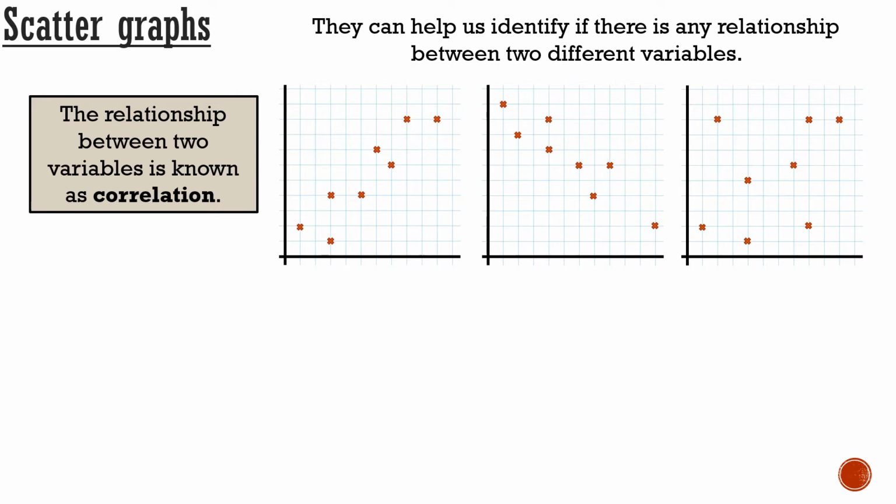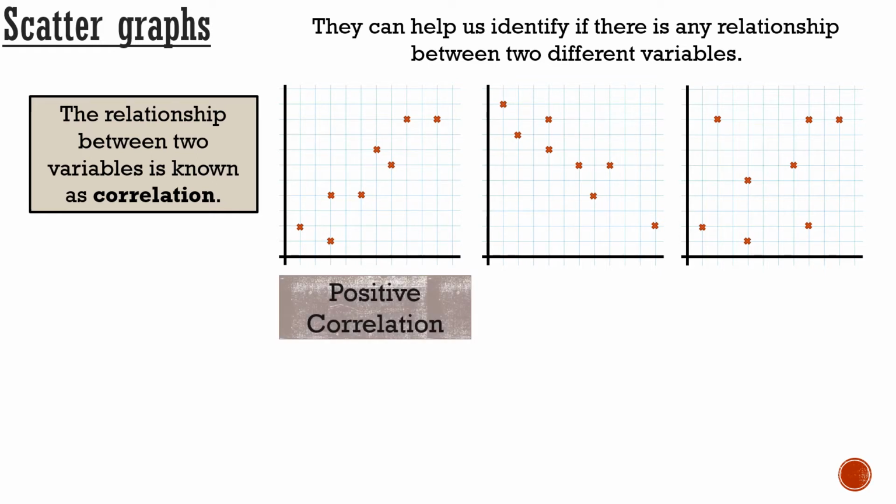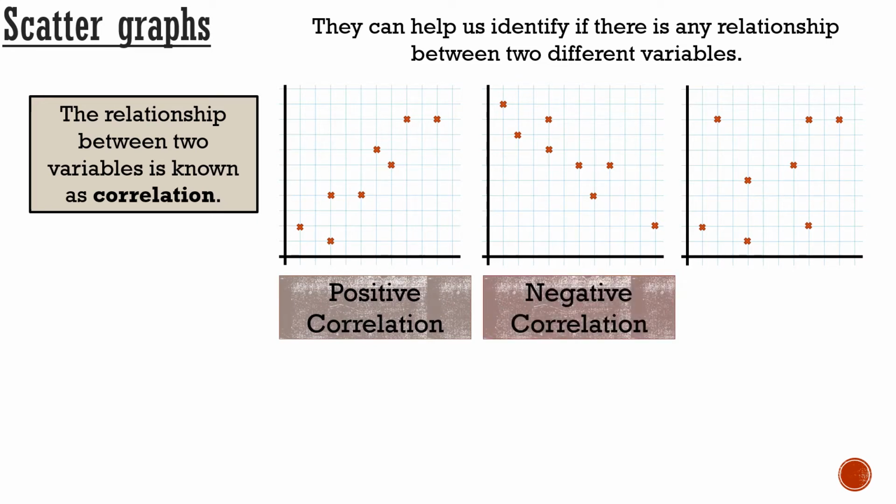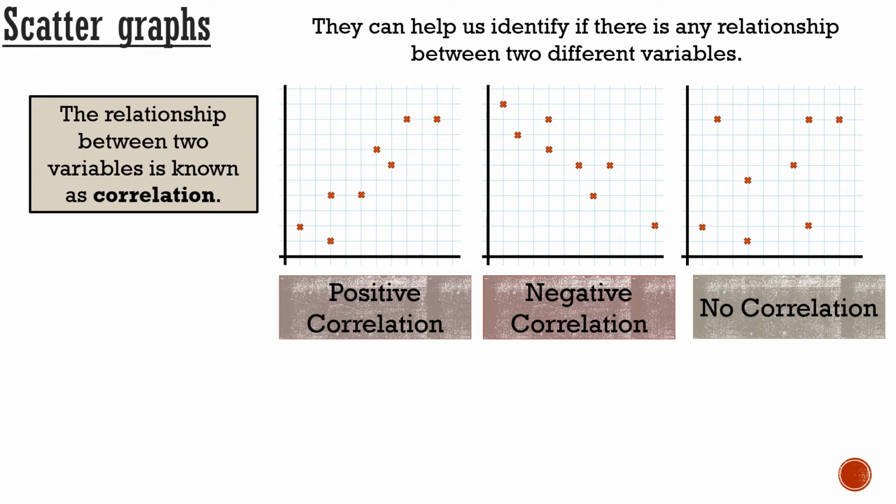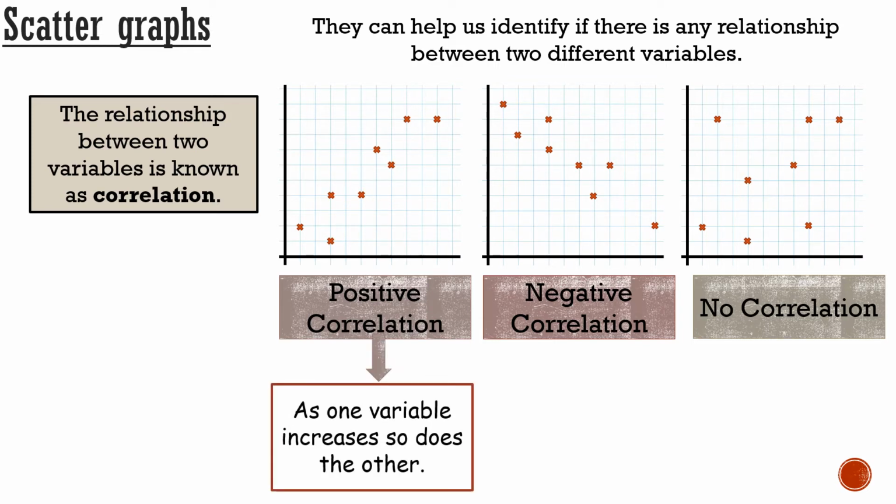Make sure you've got that box down in your book. And there are different types of correlation that you might see from a scattergraph. We've got positive correlation, negative correlation, and no correlation. Hopefully you can see that on the positive correlation, the crosses are going up. So as one thing increases, the other one also increases. Both things are increasing at the same time. That would be a positive correlation.